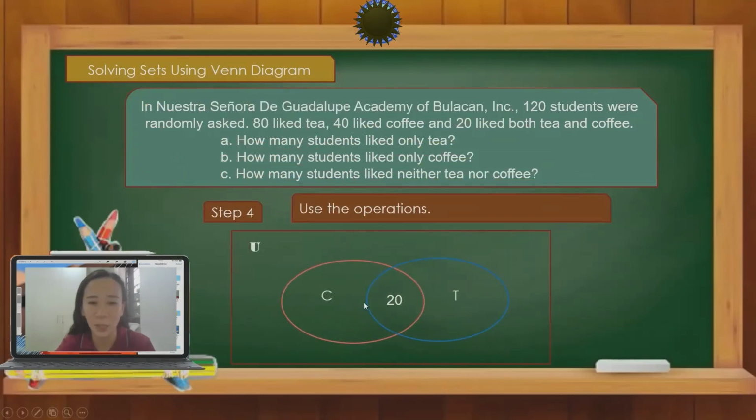Let us check using the Venn diagram, which is our step 4. Now we already have 20 here. For the coffee, it says 40 liked coffee. So in here, we already have 20. 40 minus 20, that will be 20. For the students who like tea, we already have 20 here. So 80 minus 20, that will be 60. Since 120 students were randomly asked, so we already have 60 here, 20 and 20. It means there are 20 students who neither like tea nor coffee.